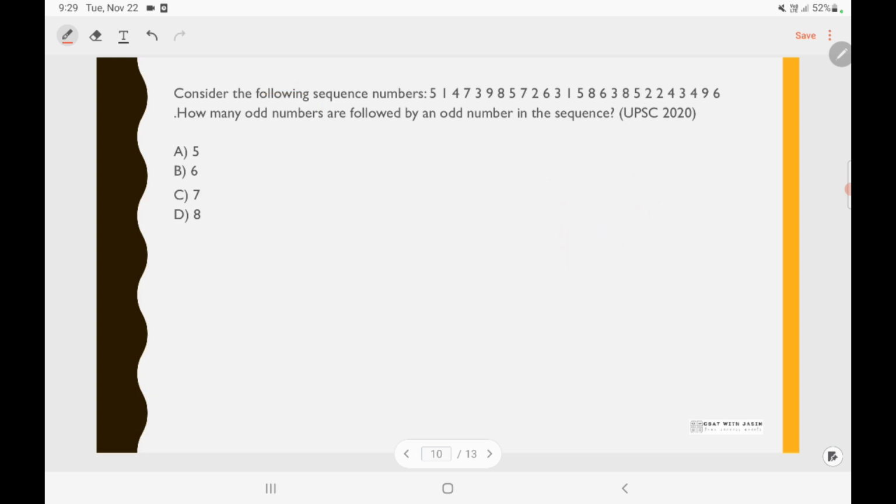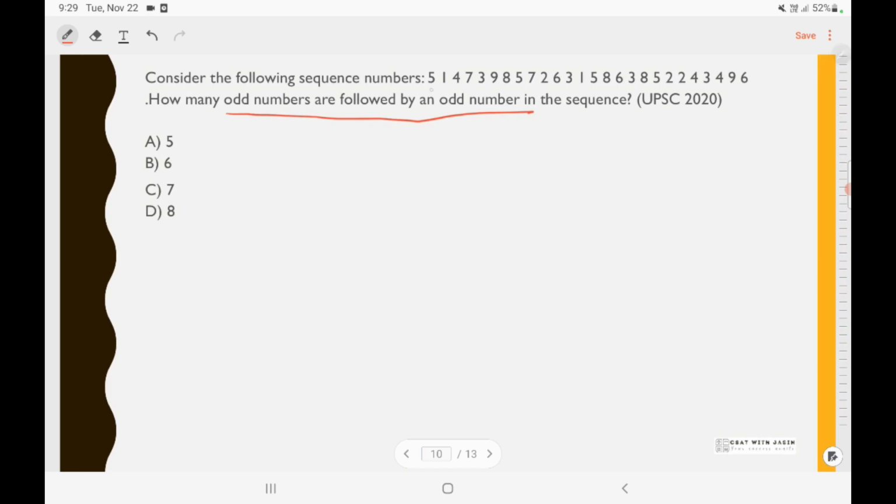So here UPSC has asked how many odd numbers are followed by an odd number. So an odd number should follow another odd number. Let us see how many there are. If you take 5, it is followed by 1. So this is a pair, and 1 is not followed by an even number. Just check all the odd numbers and check whether that odd number is followed by another odd number. If you take 7, it is followed by an odd number 3. Okay, so 7 is a possibility. If you take 3, it is followed by an odd number 9. So the 3 is a possibility.